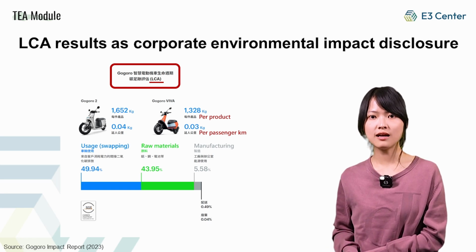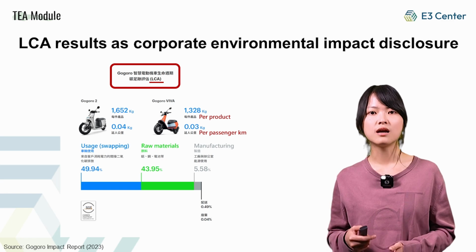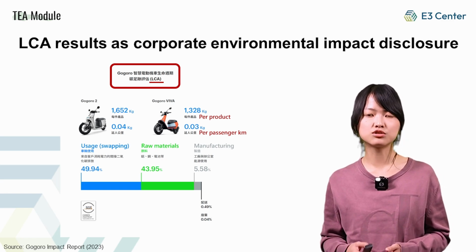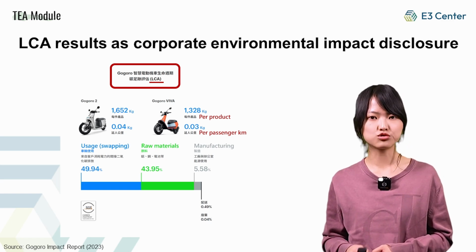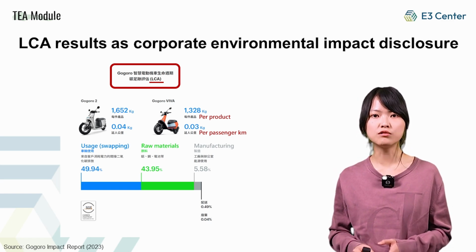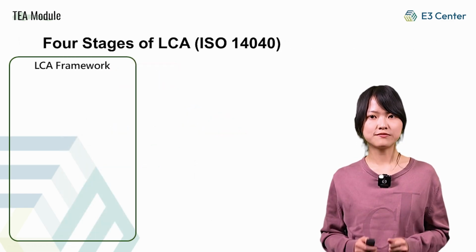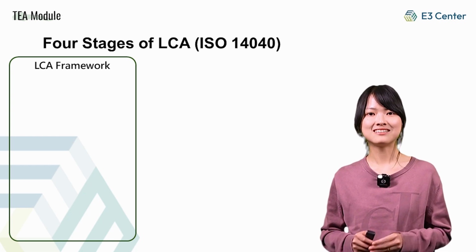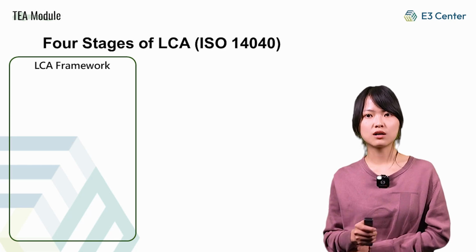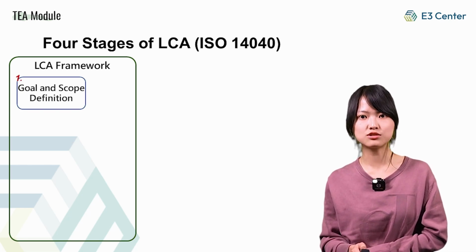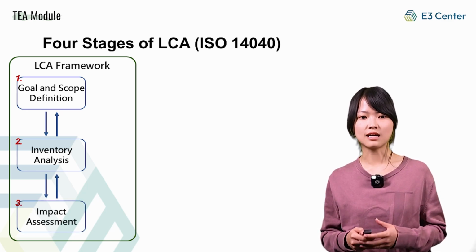Gogoro's use of LCA highlights how environmental reporting can assist a company in monitoring, managing, and mitigating their ecological impacts. And such practice is increasingly essential as consumer and the regulatory bodies call for the greater environmental accountability from the businesses. As defined by ISO 14040, the structure of LCA is broken down into 4 critical stages. First, goal and the scope definition. Second, inventory analysis. Third, impact assessment.